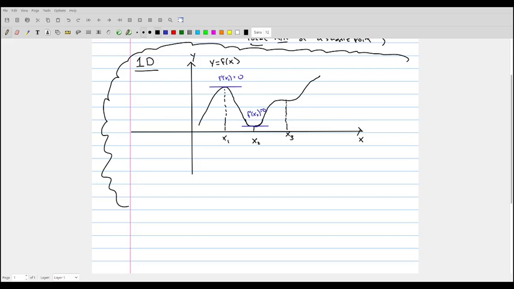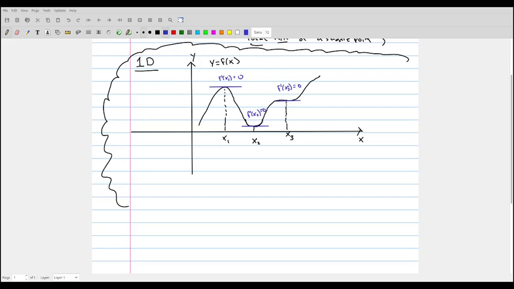And this third point right here is also a critical point. Specifically, it's a critical point of type 1 because the slope at this point right here is 0. So f prime of x3 is equal to 0. These are all the different types of critical points of type 1 that you get for a single variable function.